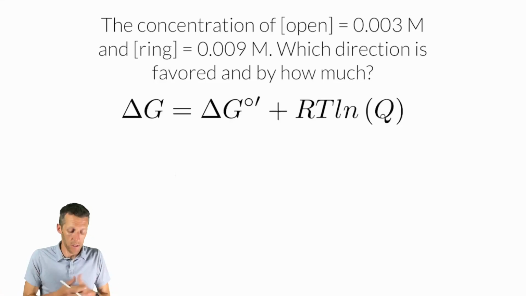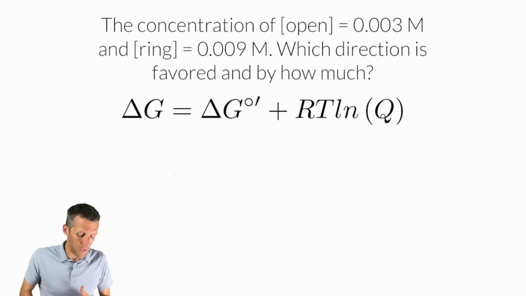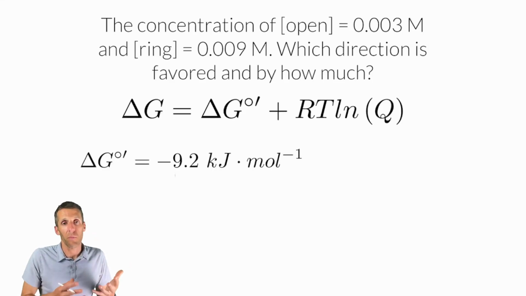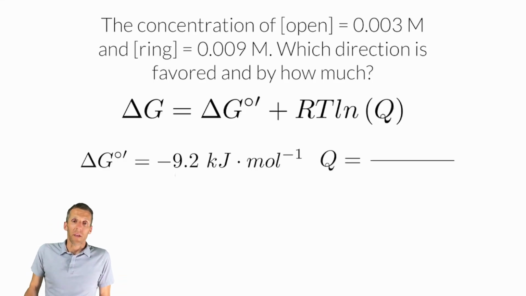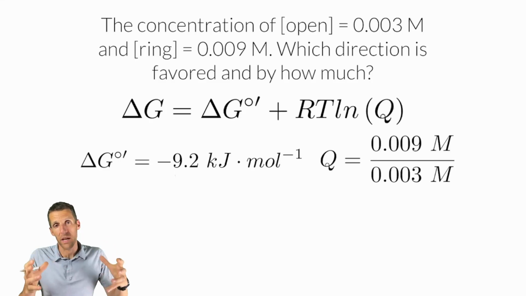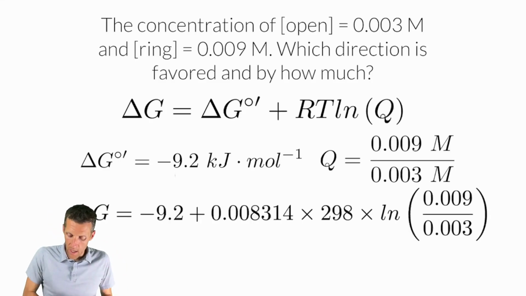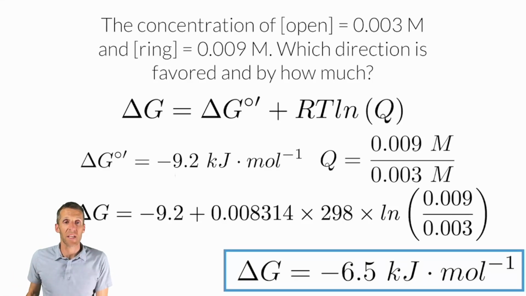So we say, aha, this is the equation to use. We need this delta G equals delta G naught prime plus RT log of Q thing. We go look on the internet and we find that the delta G naught prime for this reaction is minus 9.2 kilojoules per mole. We say, well, the Q is going to be the ratio of the current concentration of the products to the reactants. So that would be, in this case, the ratio of the ring concentration to the open concentration. We plug in R and T and all of these numbers and we get out minus 6.5 kilojoules per mole. So we've accomplished the task of doing this equation.